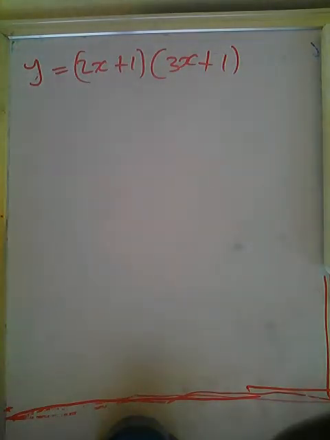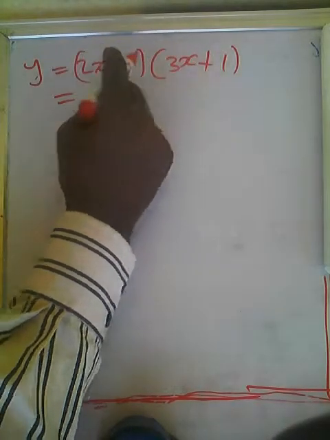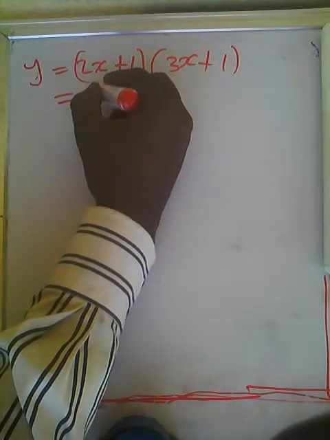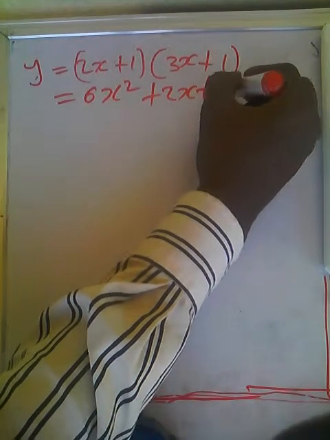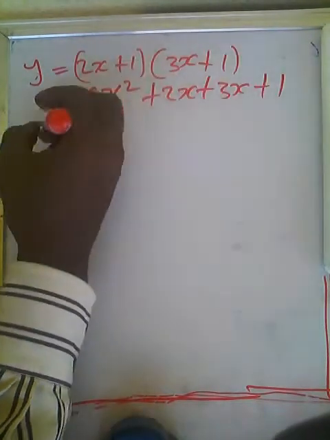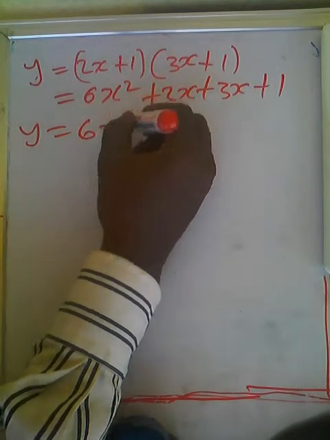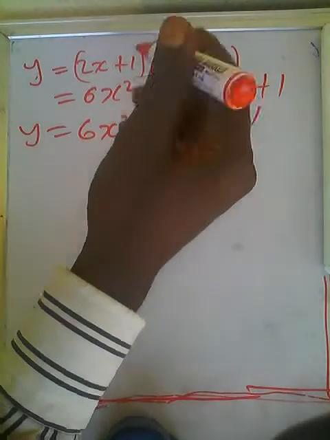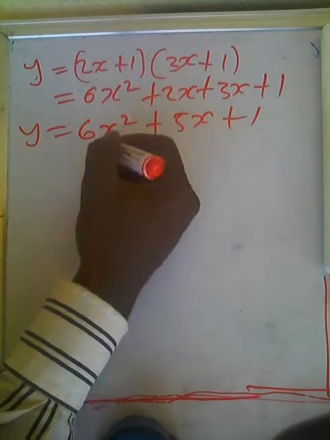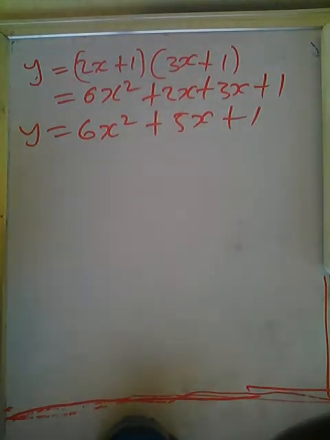We want to differentiate this, and that is very simple if we know what to do. Of course, what we have to do here as JAMB candidates subject to limited time is to expand the bracket. We have 2x times 3x, that's 6x squared, plus 2x, then 1 times 3x, that's 3x, and 1 times 1, that is 1. So we have y is equal to 6x squared plus 5x plus 1.